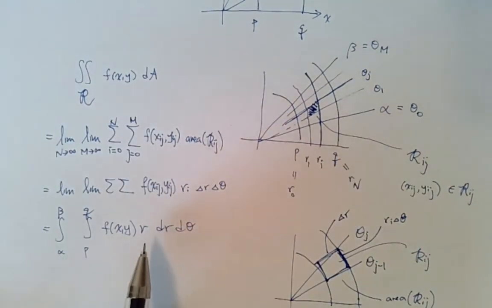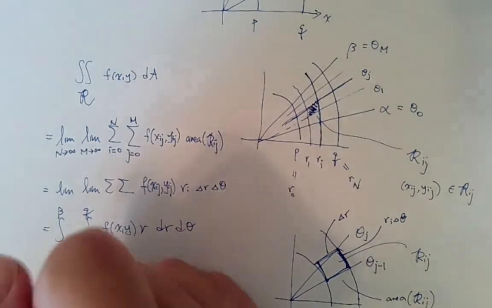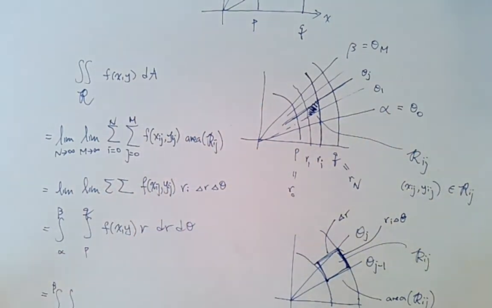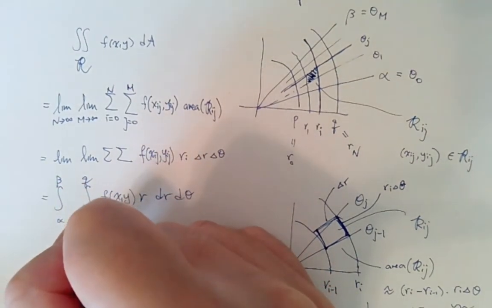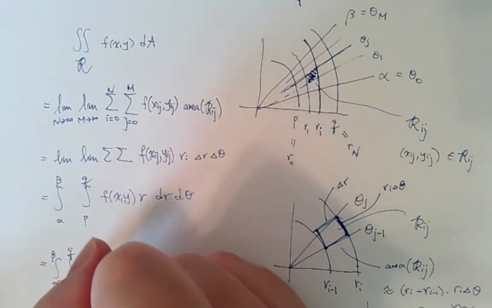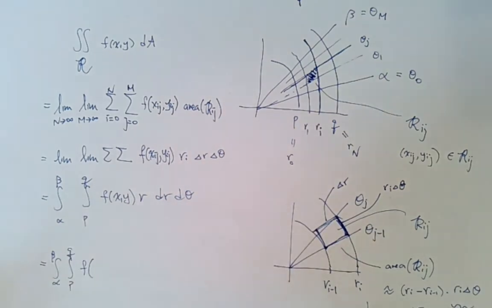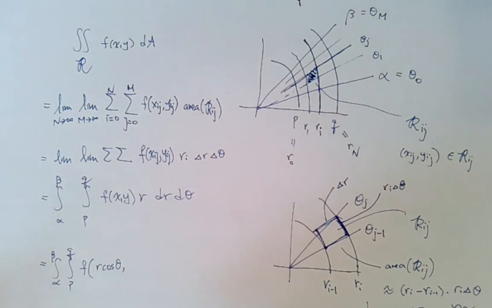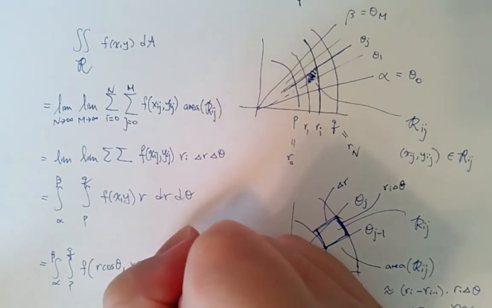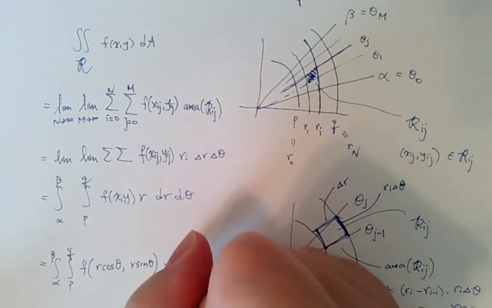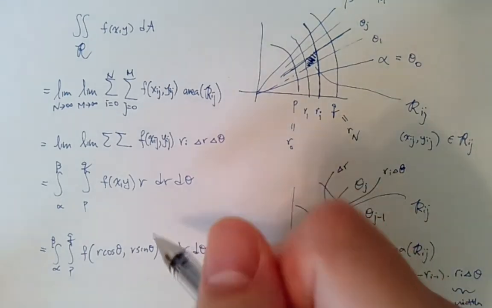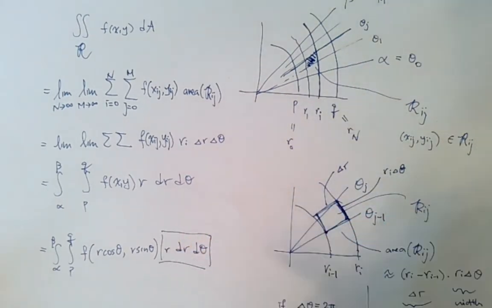And since everything is in terms of r and theta, let me write one more version where we have everything in terms of r and theta. So f, what is x? Remember, in polar coordinates, x is r cosine theta, and y is r sine theta. And then we have r dr d theta. And so if you want to remember this, it's useful to think of this as dA.